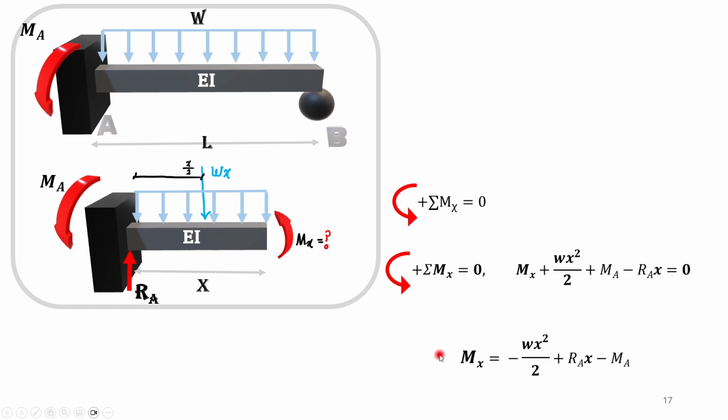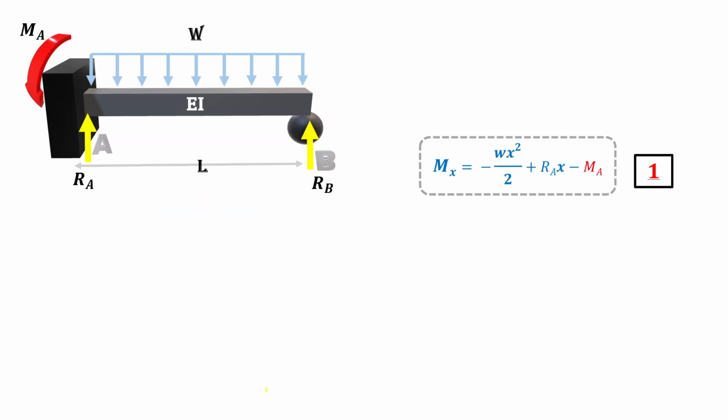As soon as we have the Mx equation, we can go for the other part of our puzzle. If we call this equation 1, from the free body diagram of the entire beam, summation of Fy equals 0. The two reactions RA and RB should cancel out the effect of the resultant of this distributed force over the entire span. So RA plus RB, the two reactions, should cancel out the WL.